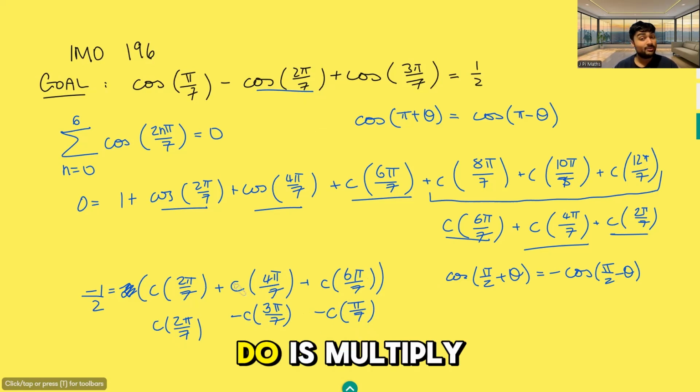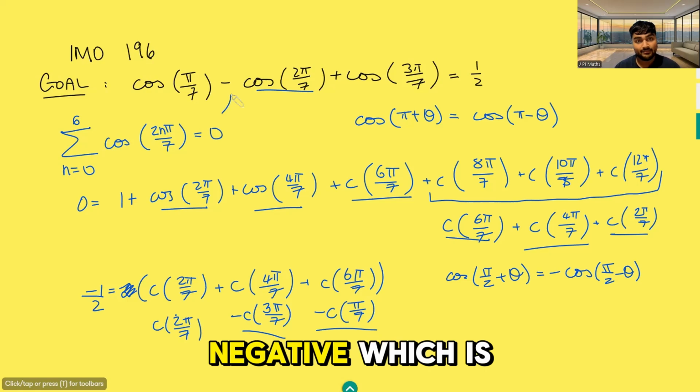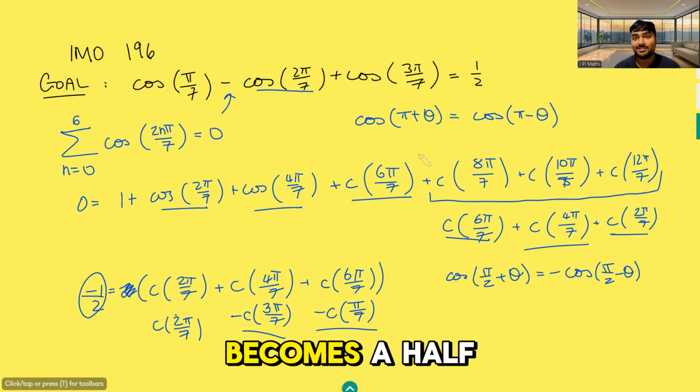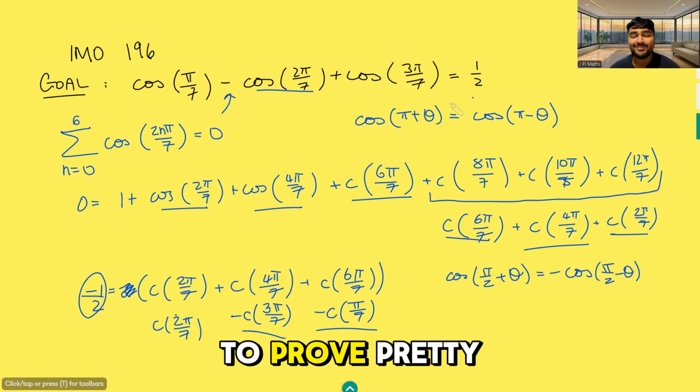And now all I need to do is multiply through by minus 1 on both the left side and the right side. Then these two cos terms become positive. This 2 pi over 7 becomes negative, which is what we need. And then this becomes a half. And we get the goal equation, the thing that we were trying to prove.